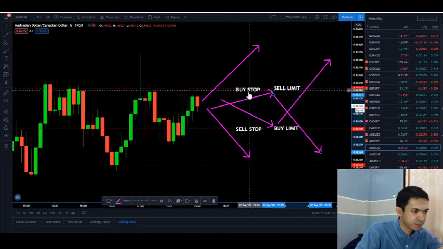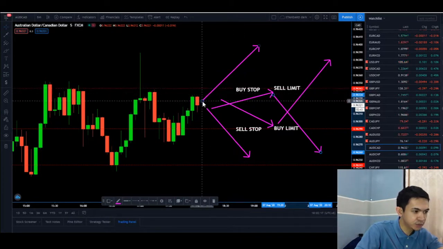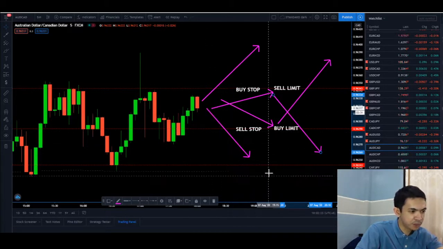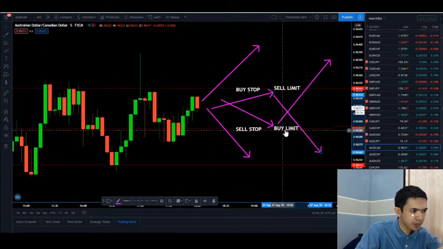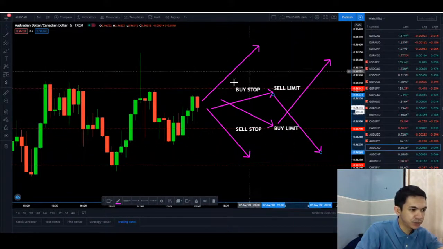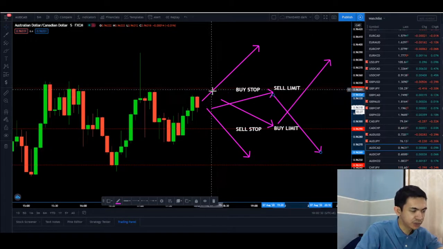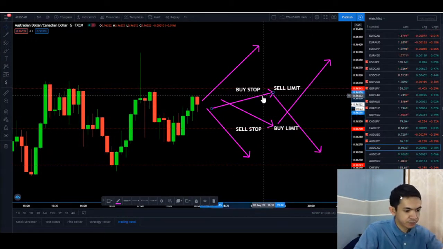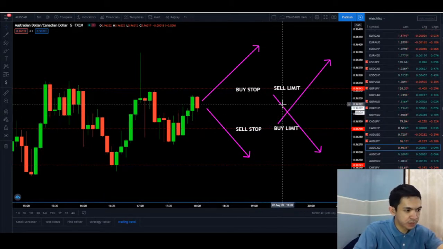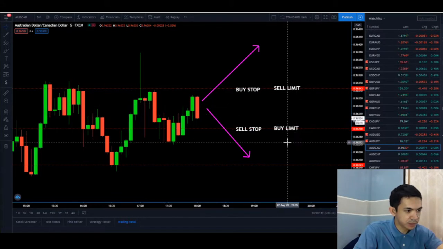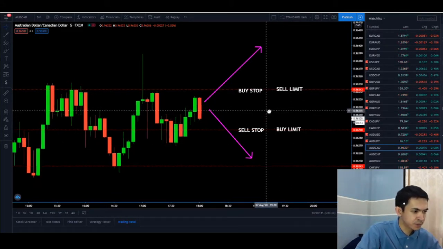But for buy stop, you're anticipating the price to continuously move up. And for sell stop, you're anticipating the price to continuously move down. So again, your trading platform will not allow you to use the wrong order types at the wrong position. All right. So that is your comparison for buy stop and sell stop orders and buy limit or sell limit orders.